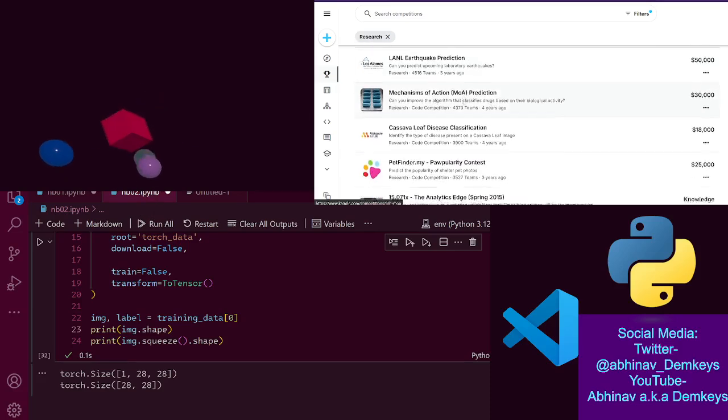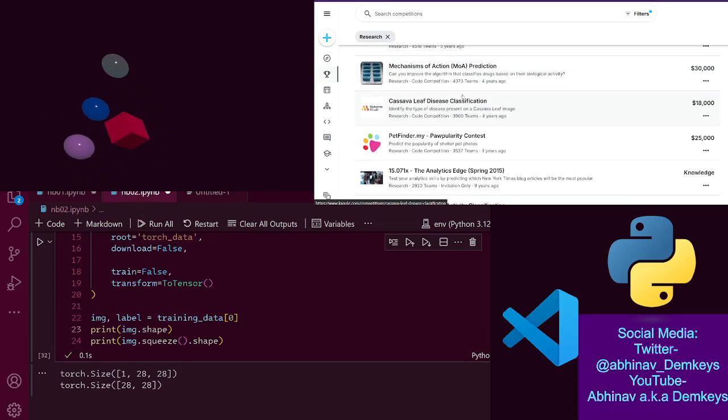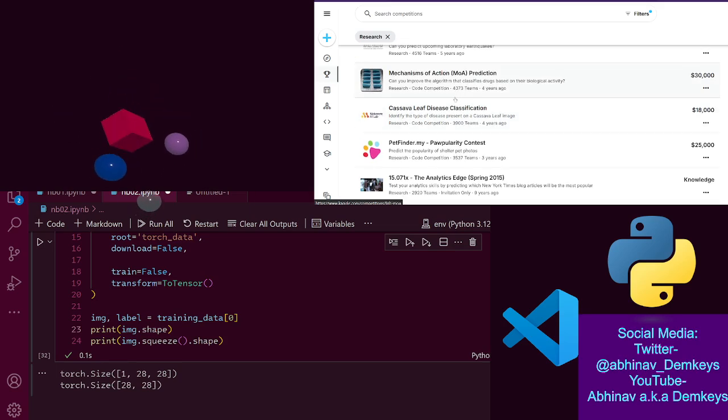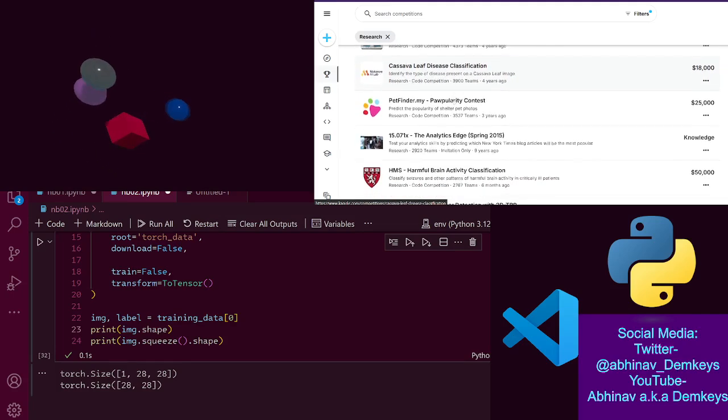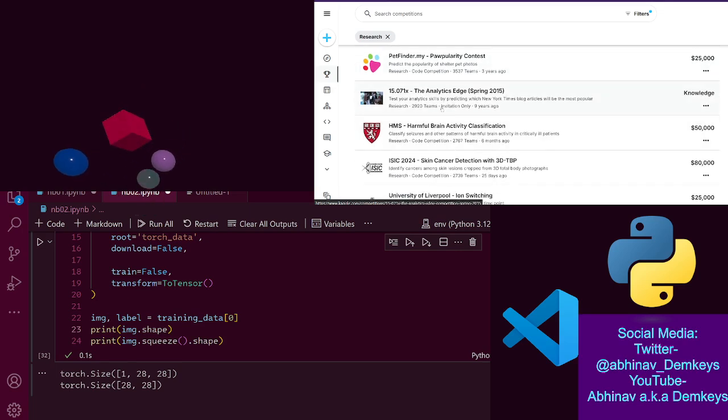Fraud detection, earthquake prediction, mechanisms of action prediction. Can you improve the algorithm that classifies drugs based on their biological activity? Cassava leaf disease classification. Okay. Petfinder.my popularity contest. Predict the popularity of shelter pet photos. Wait, what is this? Test your analytics skills by predicting which New York Times blog articles will be the most popular. Oh, this is from 9 years ago.